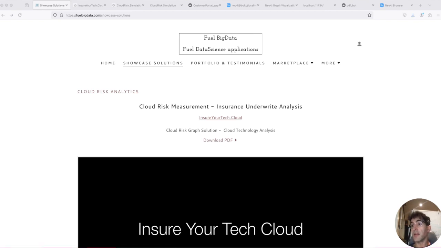I'm from FuelBigData, and we are here today to showcase our Cloud.Risk solutions, so you can analyze risk on cloud services and evaluate services comparatively. Our product is called InsureYourTech.Cloud, and it's a product that we are submitting for VC and for evaluation at Techstars.